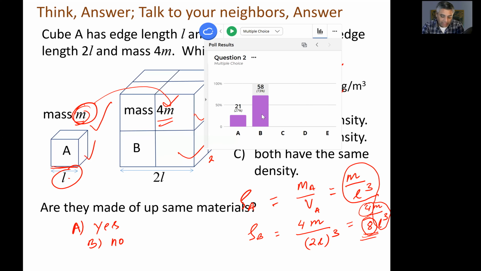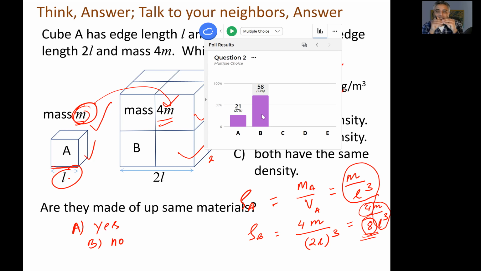Okay, so it looks like B is not the right answer then. And I see on the screen, since they have different densities, they are made up of same, and a lot of people are pointing towards that. So I'm kind of losing that. Okay. So this is property of material.